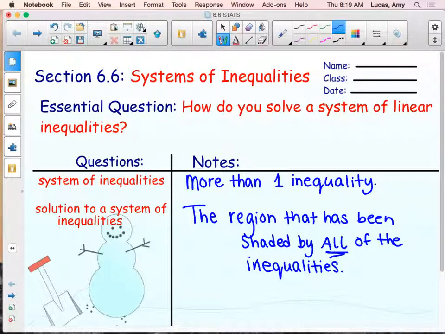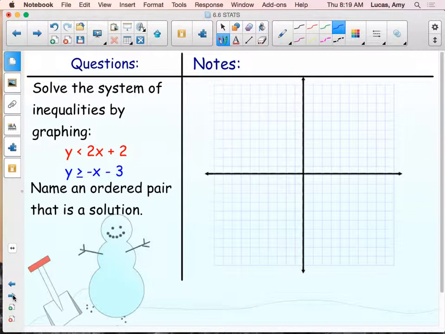So we're going to be graphing inequalities and then shading and looking for the region that has been shaded by all of the inequalities. So the doubly shaded region, because we're solving and graphing two inequalities. So we're looking for the region shaded twice. Okay, so here's our first example. Solve the system of inequalities by graphing and then name an ordered pair that is a solution.